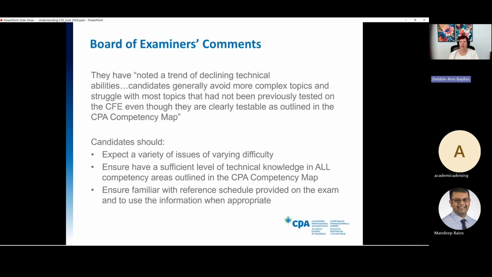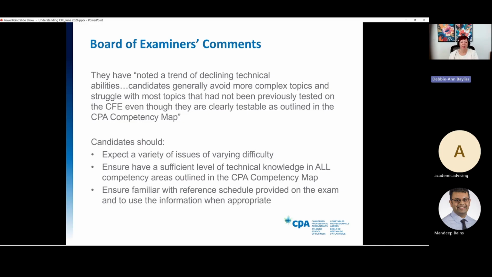that candidates are generally avoiding those more complex topics, and they're struggling with most topics that have not been previously tested on CFE, even though it clearly says, and it's outlined in the competency map, that they're testable. Just because they haven't been covered in a professional education program, or you haven't seen a particular task, competent, or knowledge level tested on an exam, if it's in the competency map, it's testable. So candidates should expect a variety of issues of varying difficulty.